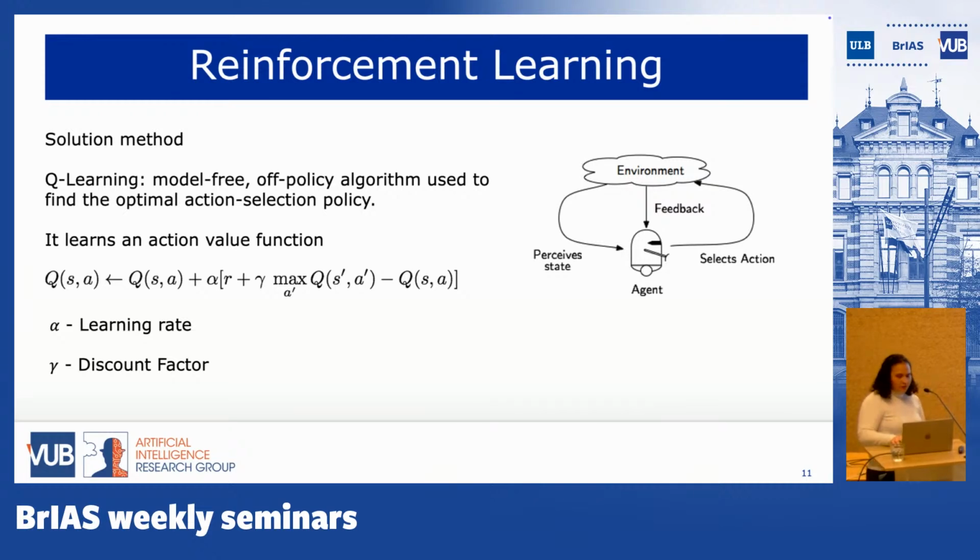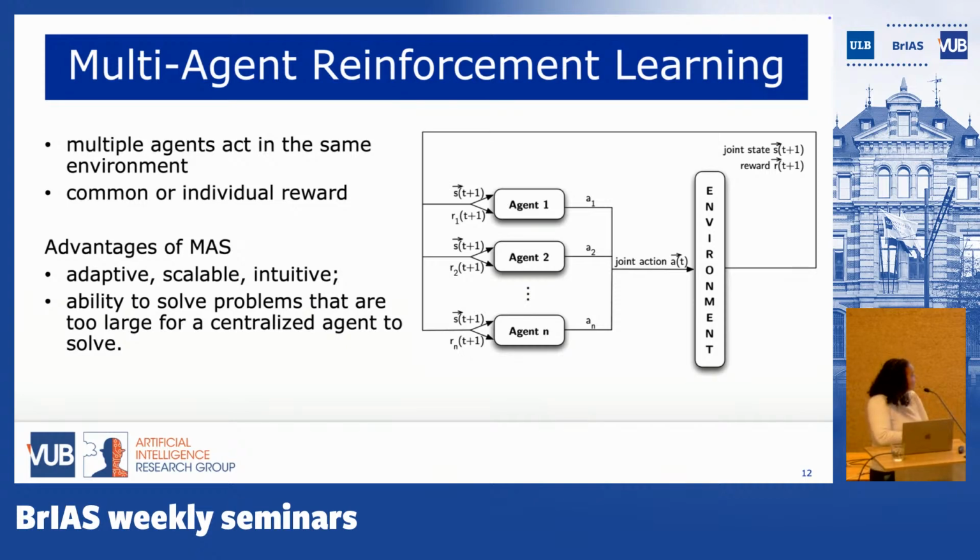So of course, by talking about complex scenarios in the scheduling environment, we will be using multiple agents acting in this same environment. They could have common or individual reward, and I will also talk a bit about that. And of course, we do this because of the advantages of having an adaptive, scalable, and intuitive approach, and of course, due to the ability to solve problems that are too large for a centralized agent to solve.